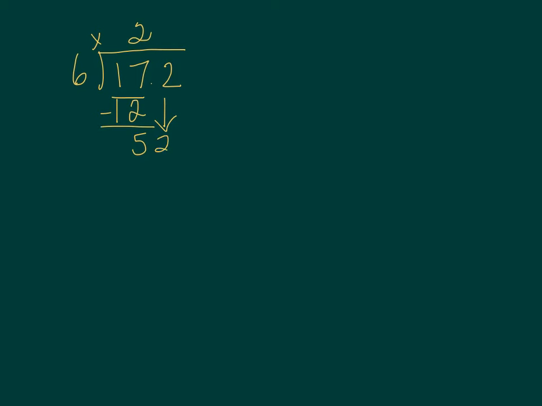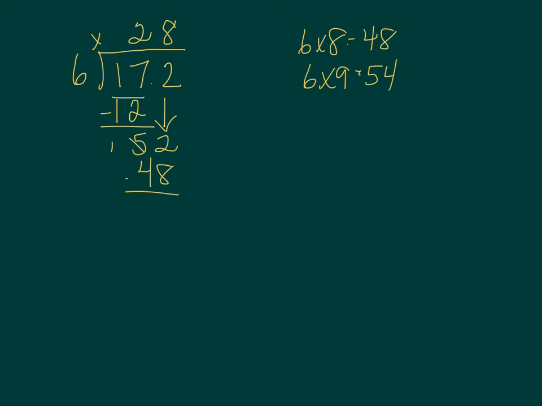Bring down my 2. 6 times something is close to 52. Let's try 6 times 8. Well, that's 48. What about 6 times 9? 6 times 9 is 54, so that's too much. So it's going to be 6 times 8 is 48. When I subtract that, 12 minus 8 is going to be 4.